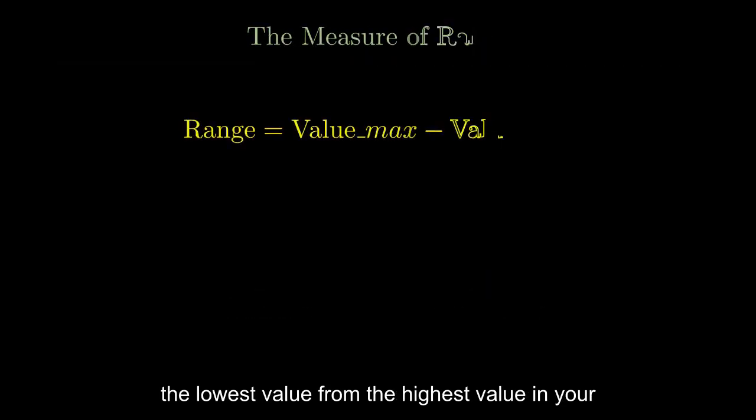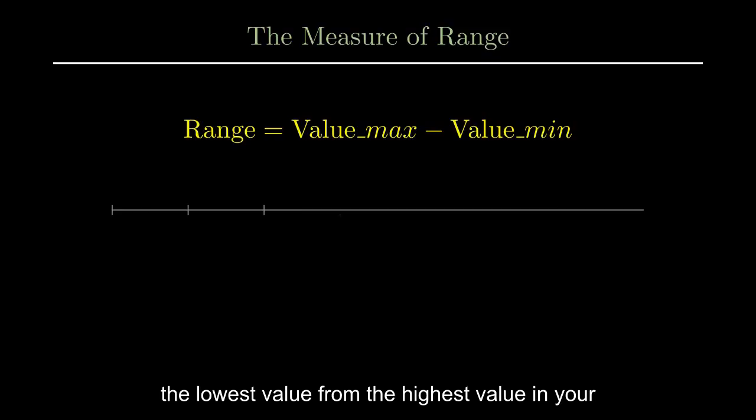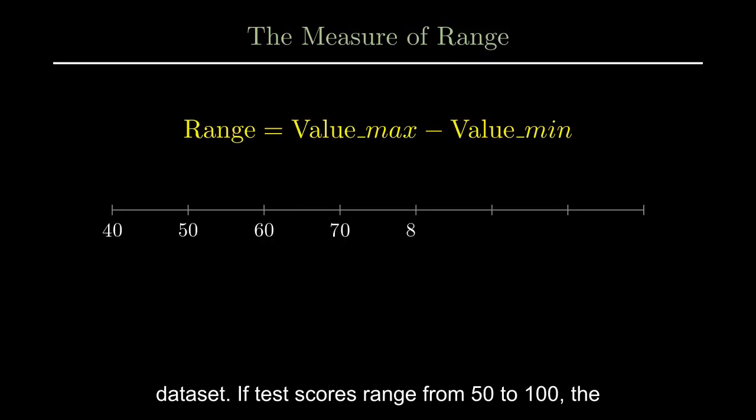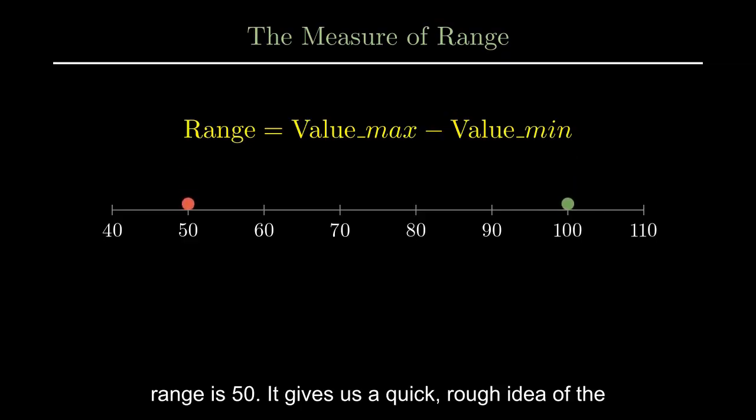It's the simplest to calculate. Just subtract the lowest value from the highest value in your dataset. If test scores range from 50 to 100, the range is 50. It gives us a quick, rough idea of the spread.